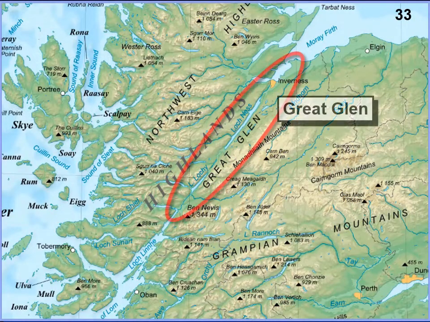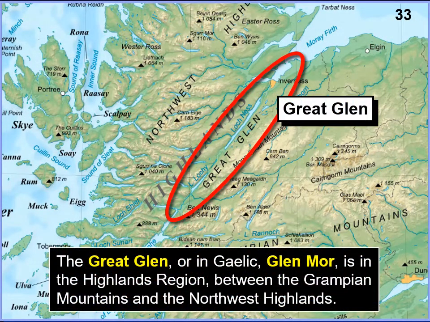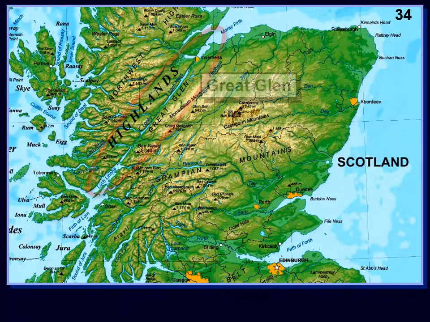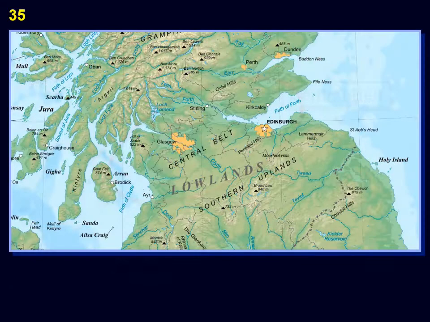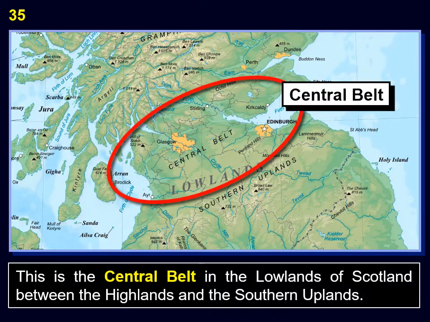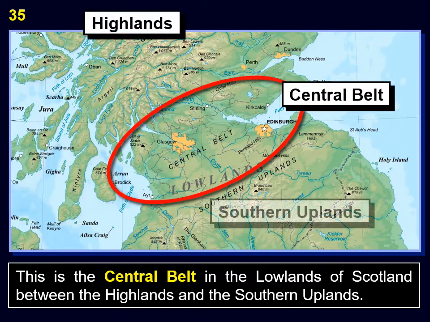The Great Glen, or in Gaelic, Glenmore, is in the Highlands region, between the Grampian Mountains and the Northwest Highlands. The Great Glen is a geological fault or rift valley that extends all of the way across the Highlands of Scotland, 80 miles from coast to coast. In this valley are a series of lochs, including Loch Ness and Loch Lomond. This is the central belt in the lowlands of Scotland between the Highlands and the Southern Uplands.